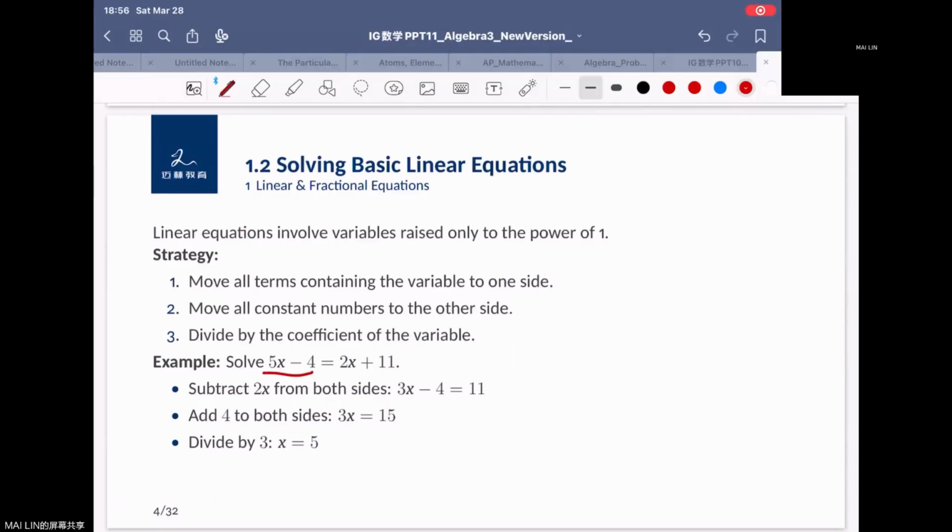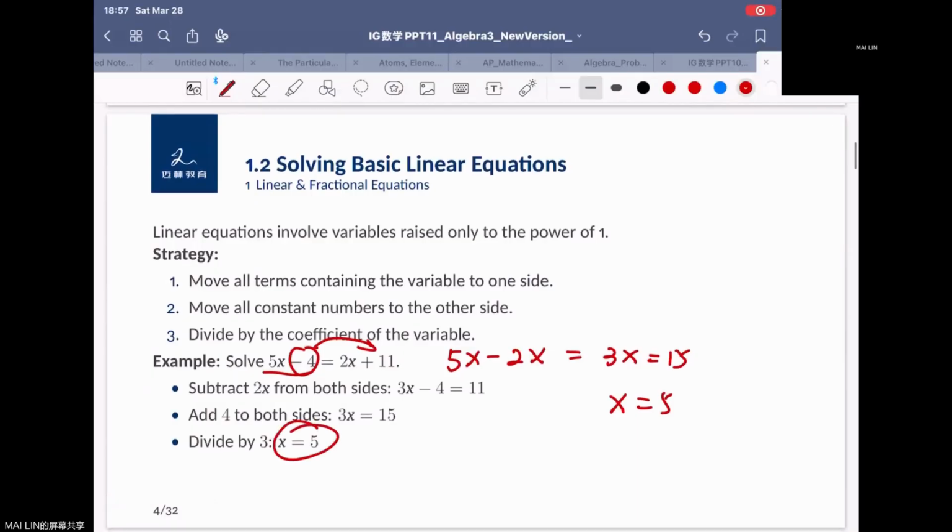If you want to calculate the value of x, first you have to put x on one side. So here it is 5x minus 2x, and on the left it is 3x. On the right, if you move the 4 across, it is 11 plus 4, so it becomes 15. Finally, we get the final answer: x equals 5.